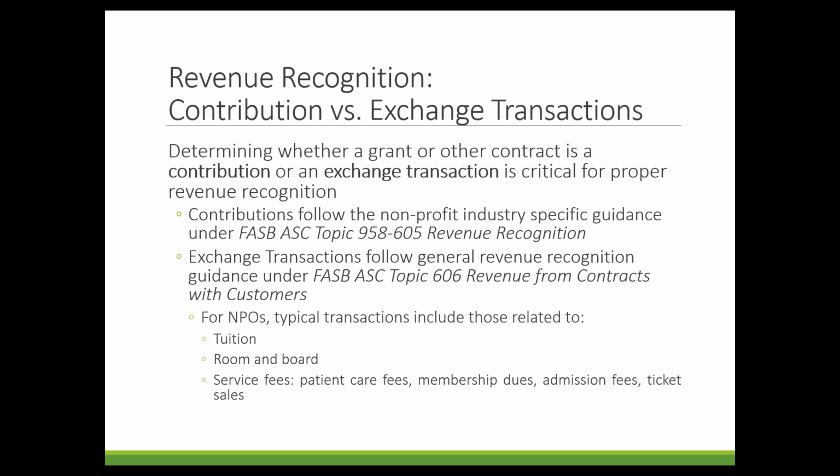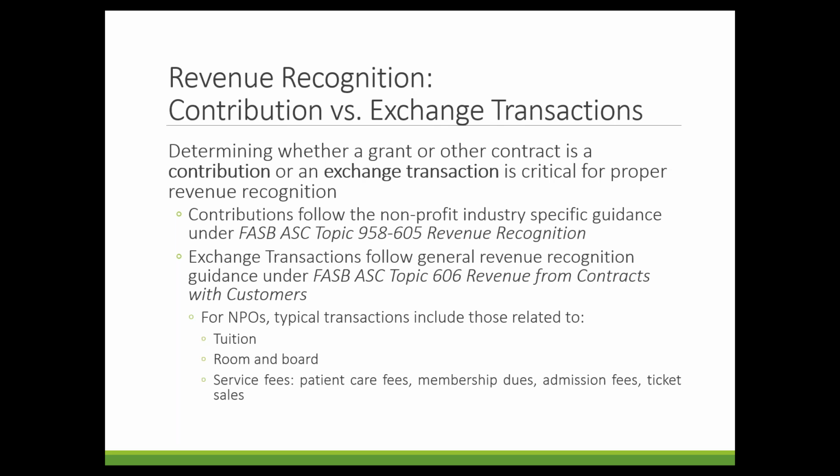Contributions follow topic 958-605, which is applicable to nonprofits, and exchange revenues follow topic 606, which is the revenue guidance generally followed by other organizations and for-profit businesses. Common exchange revenues could be tuition, room and board, or service fees.